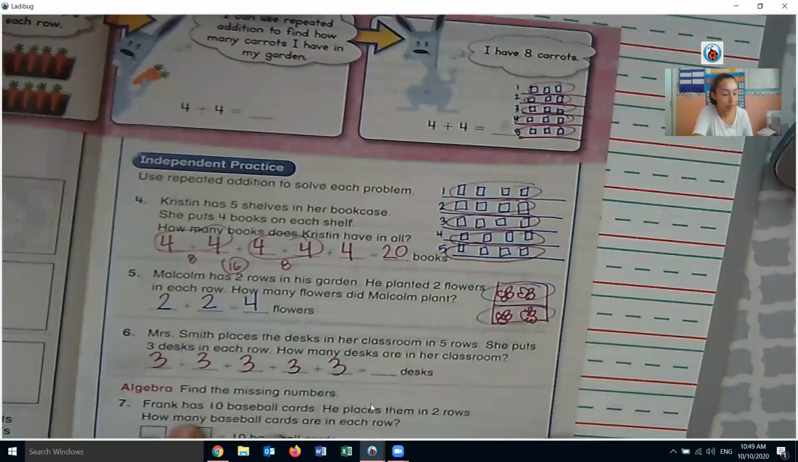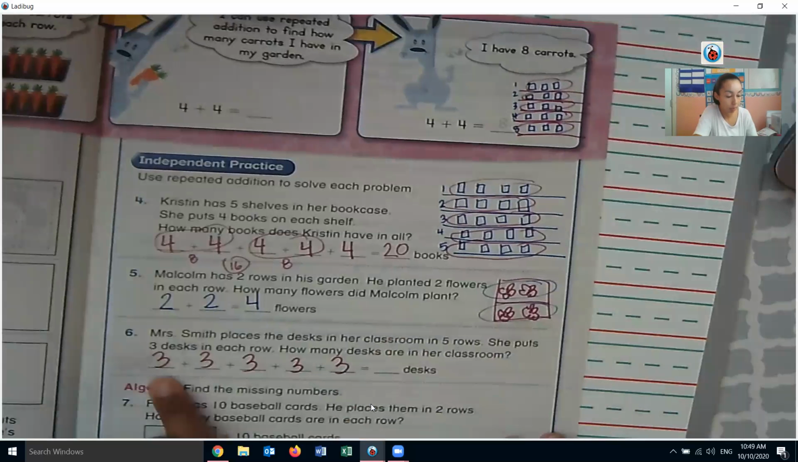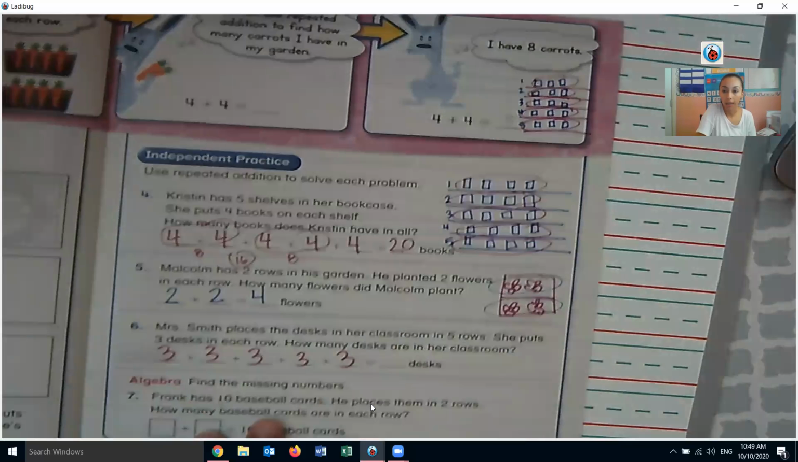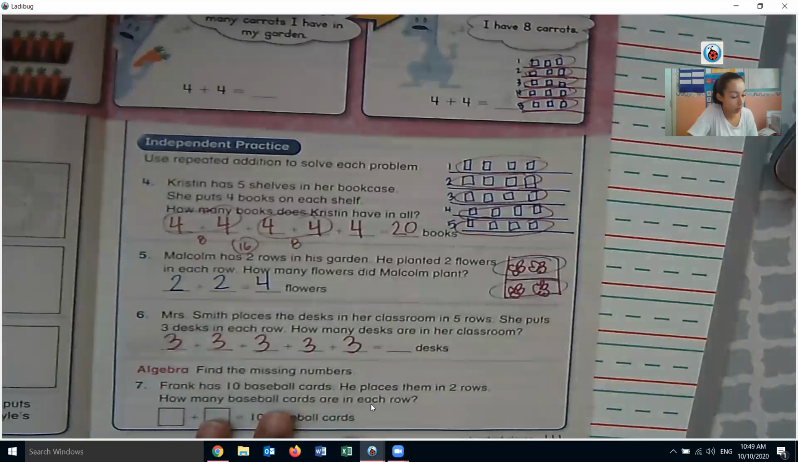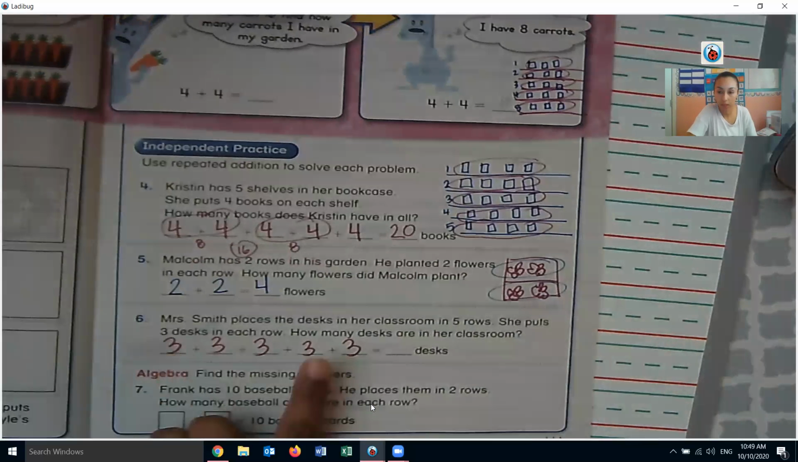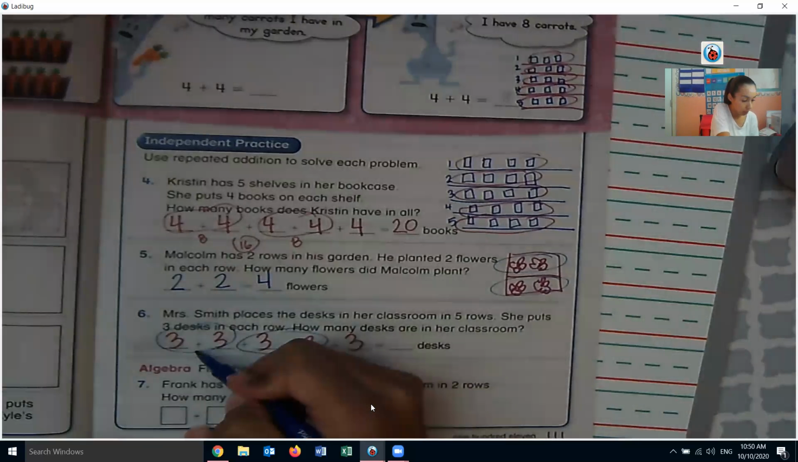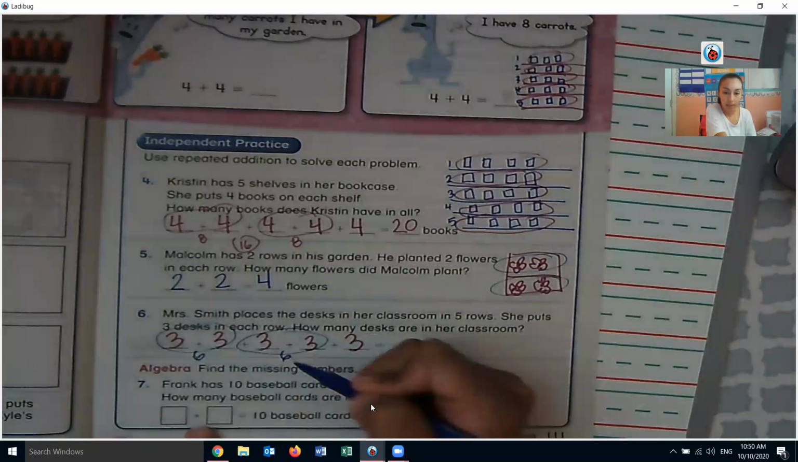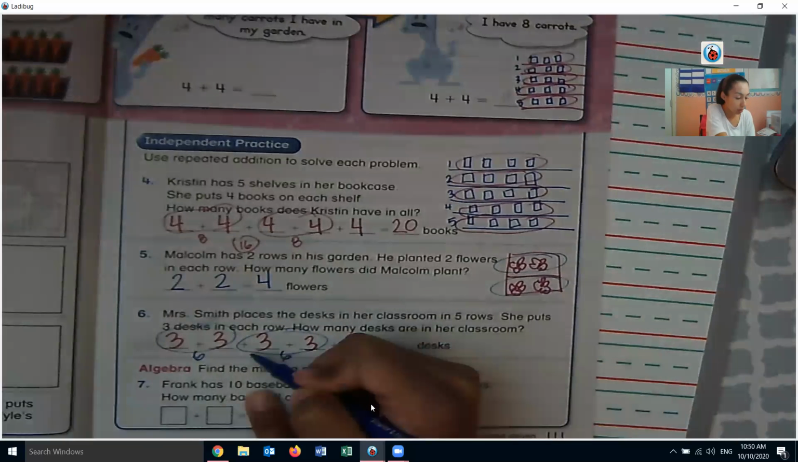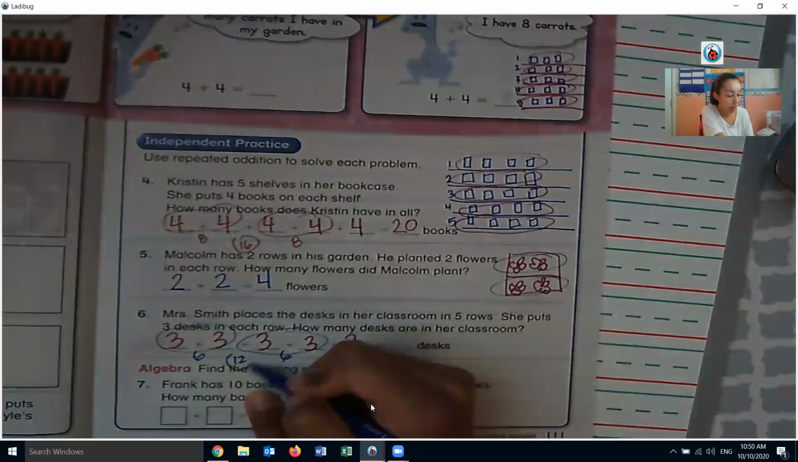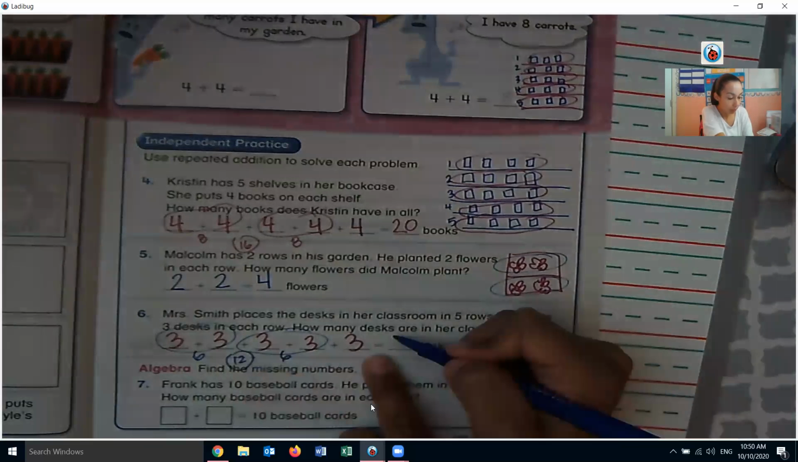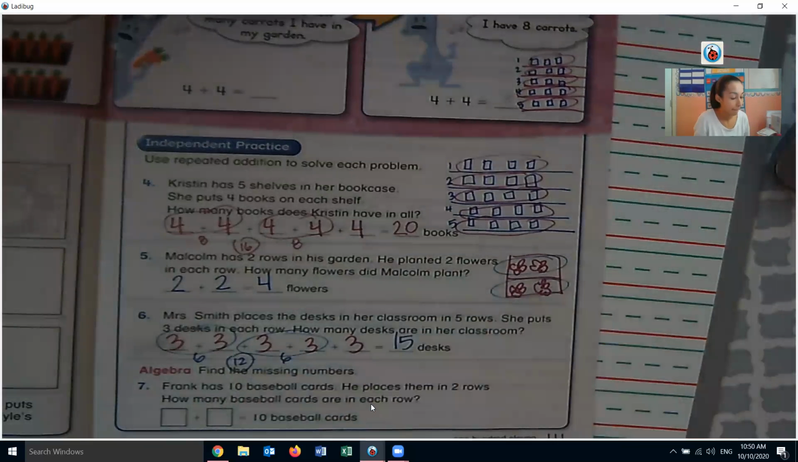So we're adding up the desks. 3 desks plus 3 plus 3 plus 3 plus 3. And you can skip count by 3, 3, 6, 9, 12, 15. Or we can pair up a few to make it easier on us. 3 plus 3 makes 6. 3 plus 3 makes 6. 6 and 6, another double, is 12. And then to 12, we add 3 more. 15 desks. 15 desks in all.